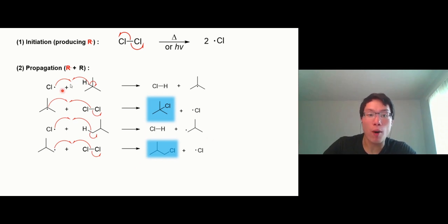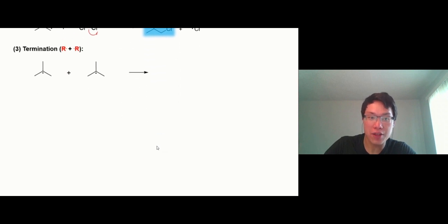So that's it. That's our propagation, where the product is made: radical attacks non-radical, making products. And the last step is termination. When all these products are made, more and more radicals are made. When there's no non-radical species left, the radicals start attacking each other.